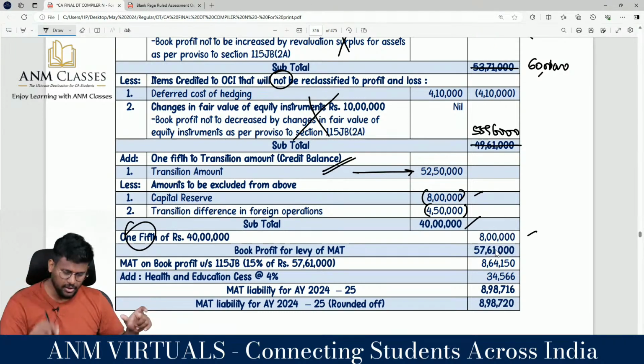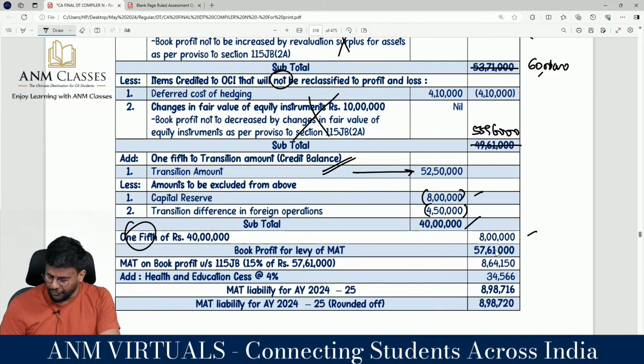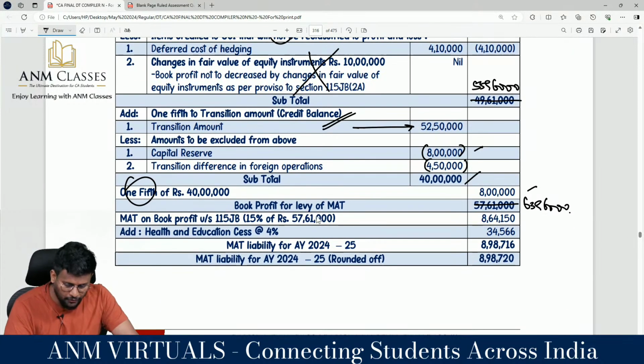What journal entry do you pass? Transition amount account debit 8 lakh to P&L account 8 lakh. So you have to add that 8 lakhs. 55,96,000 plus 8 lakhs comes to 63,96,000 will be the amount. Then on this amount you calculate 15% MAT. From here onwards it is very simple. Then the 4%, and you will get the MAT liability.